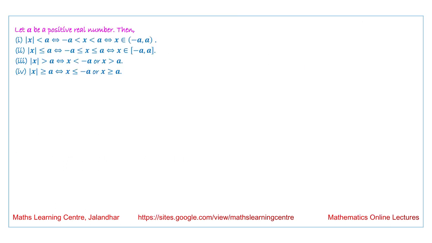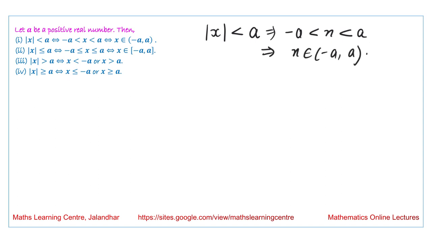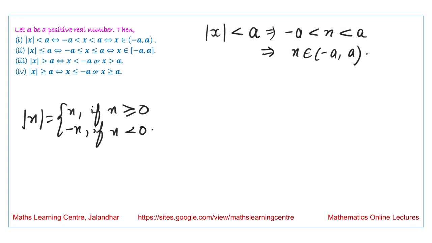Next, let a be a positive real number. Then we are talking about the properties of the modulus, and we are saying that mod of x is less than a means that minus a is less than x is less than a, and the solution set in this case means that x belongs to minus a to a. The definition of the mod function is: it is equal to x if x is greater than or equal to 0, and it is minus x if x is less than 0.